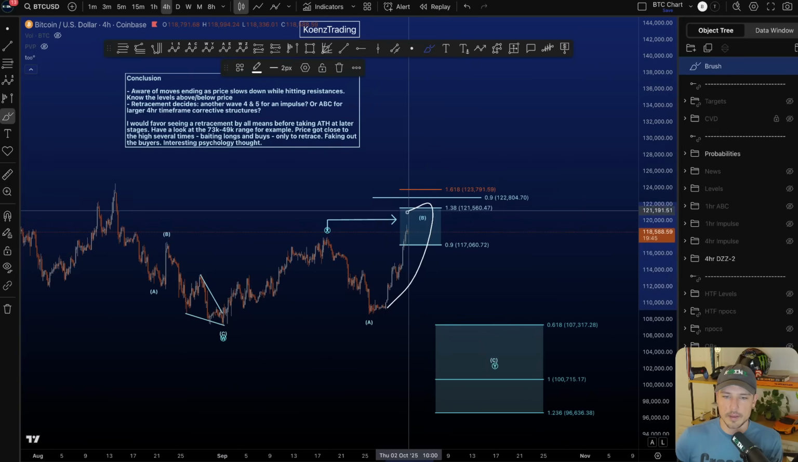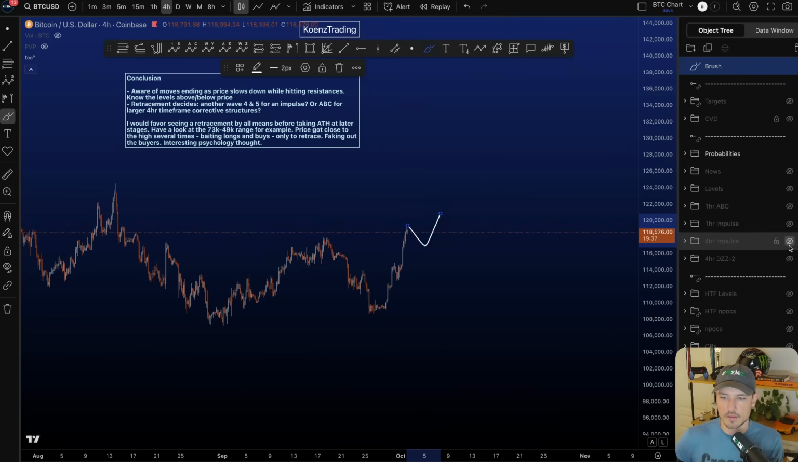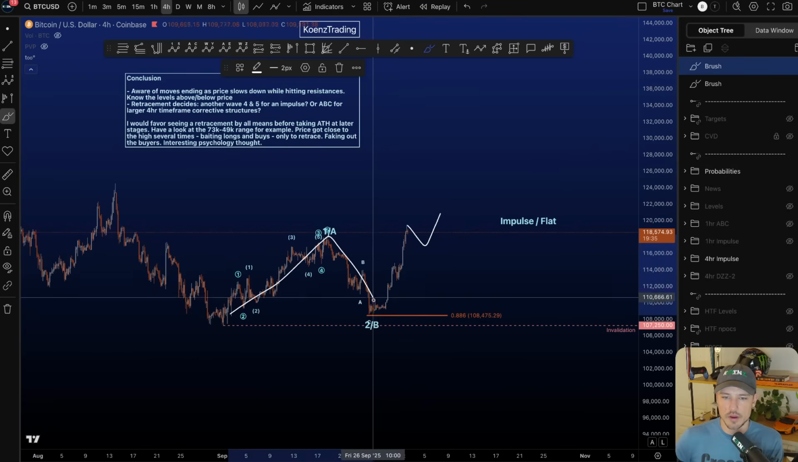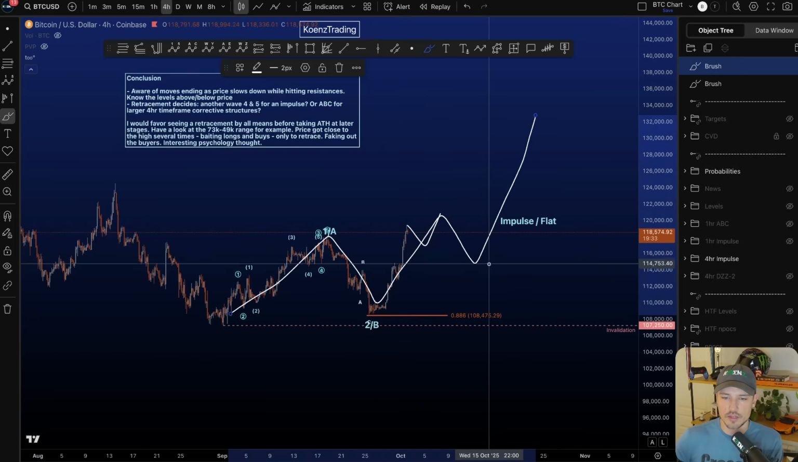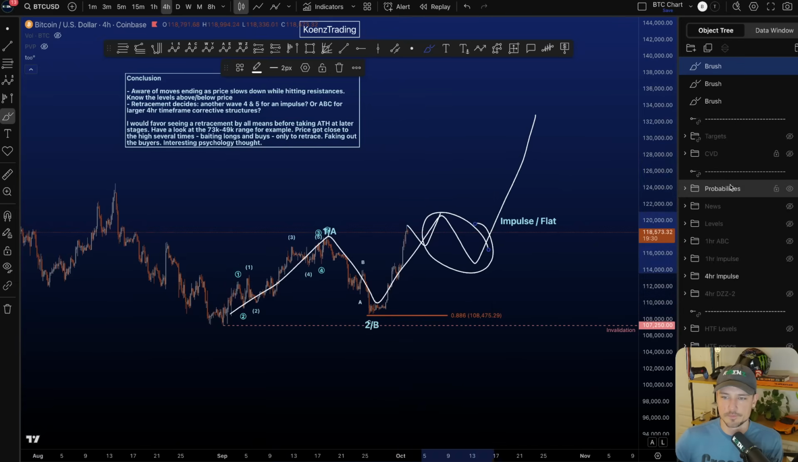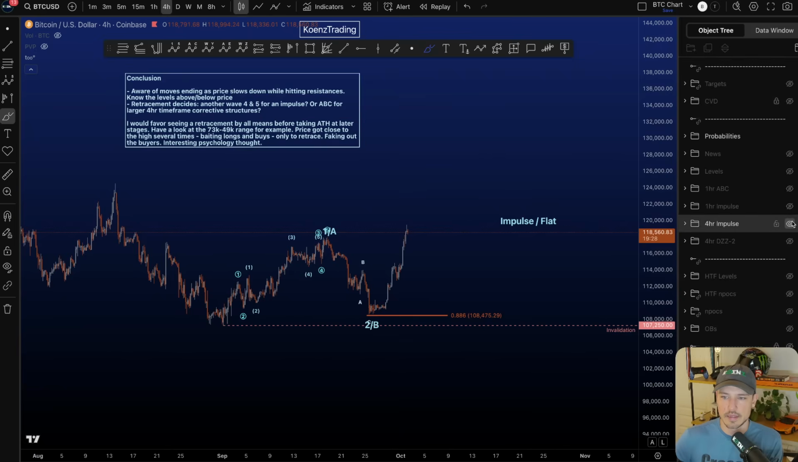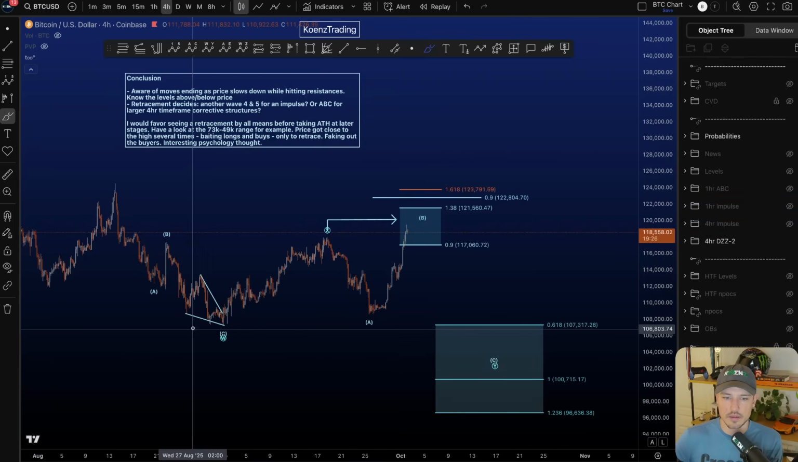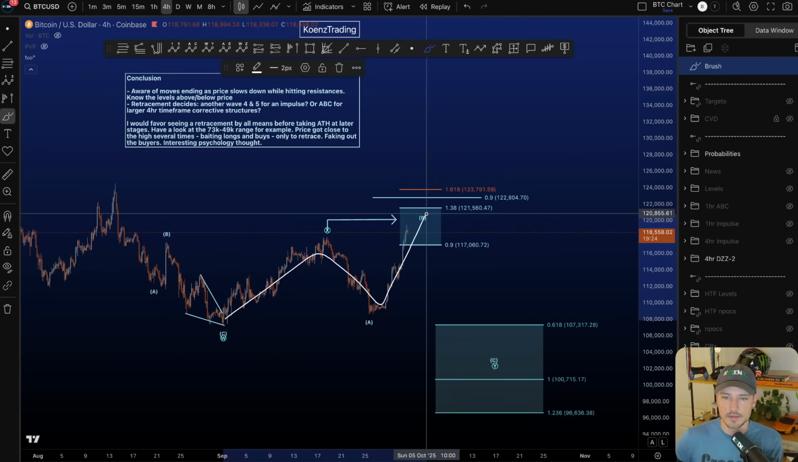If this becomes an impulse to the upside, which means you need another wave 4 and wave 5 as explained, then the bullish scenario is that you're going to have a 1, 2, 1, 2 continuation. So the retracement becomes another 2. The bearish scenario is A, B, C.